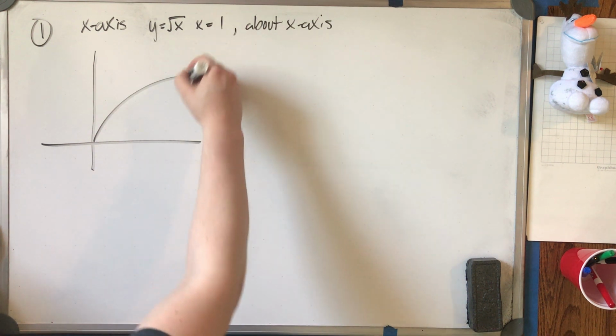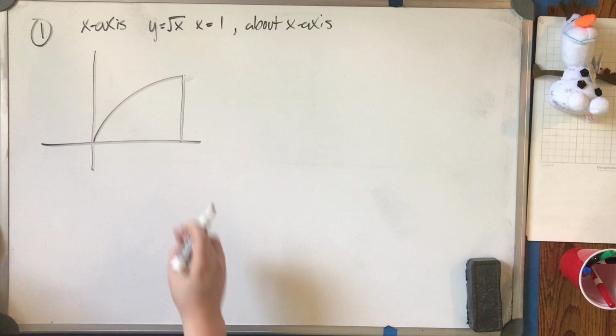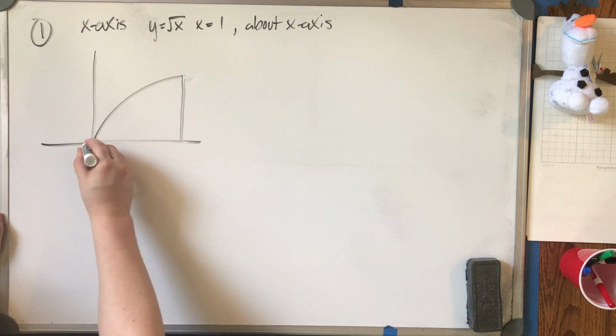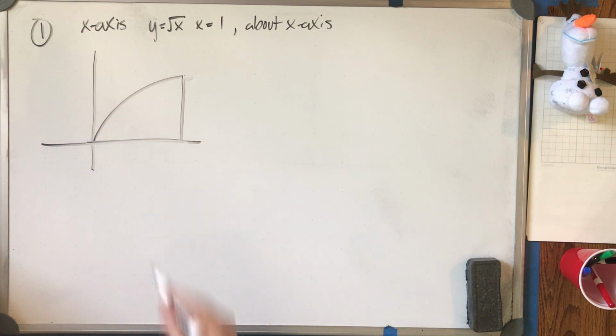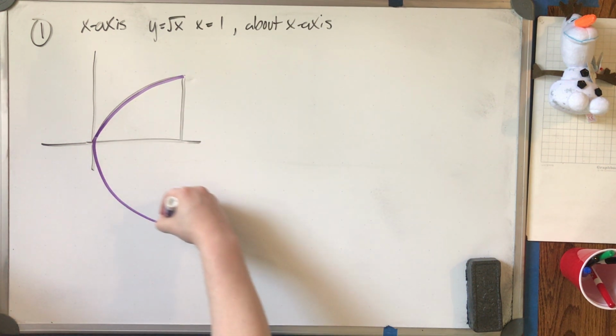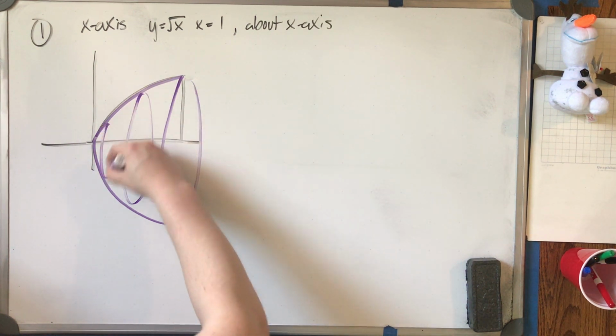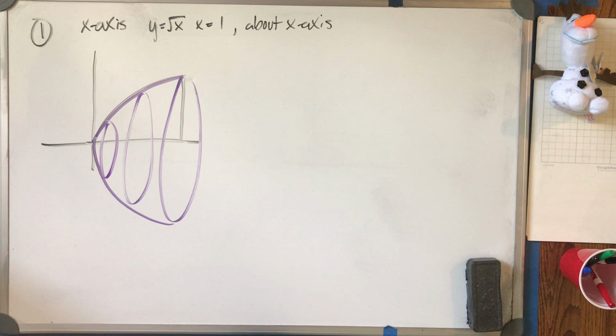I have x equals 1, so I'm just going to put that line there, and then we have the x-axis right here. So here's the region that I'm now going to rotate. When I rotate this region, it's going to come down here, and then I'm going to have these lovely circle cross sections when I rotate it.